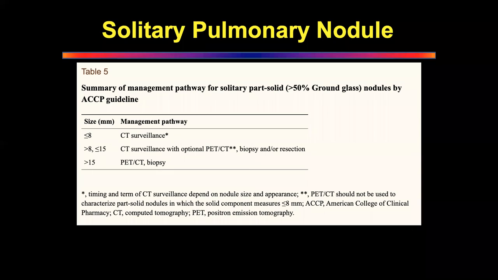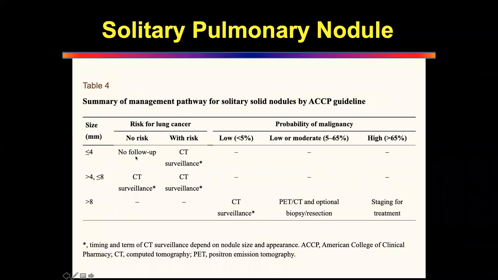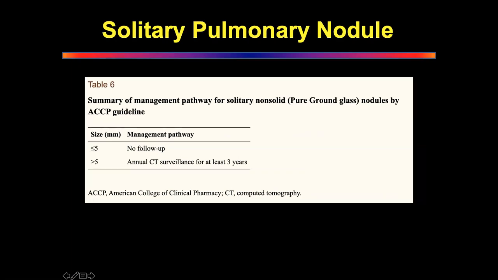Did you understand? I'll go through it again. The sequence has got a little reversed. It should have been this solid, but it's okay. So if it is part solid, then 8 to 15, more than 15. Part solid, okay? If it is solid, then it is 4 to 8, more than 8. And if it is GGO, it is 5 and more than 5.